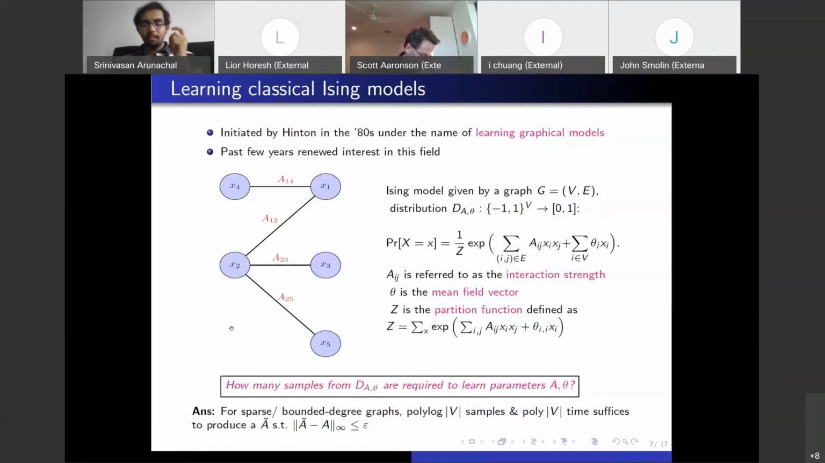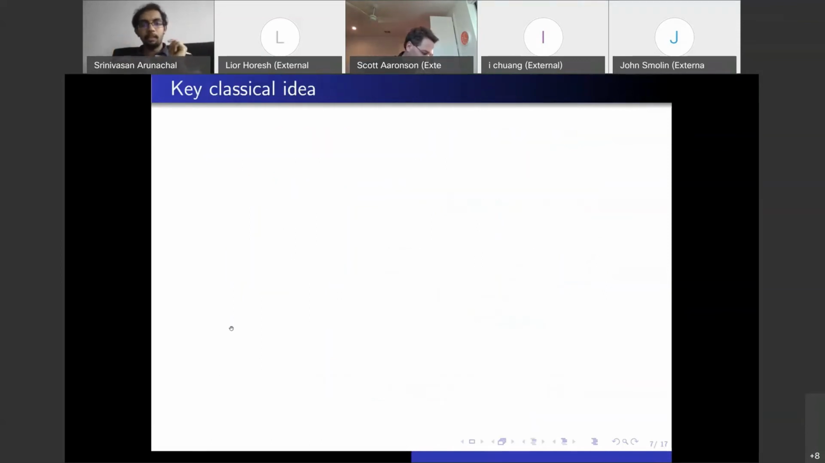And so let me tell you, most of these algorithms have one crucial idea classically. And let me just tell you, I really like this idea, although it's so simple. The idea is that if you pick a vertex i, the influence of this i only depends on its neighbors. So what I mean by that is the following.